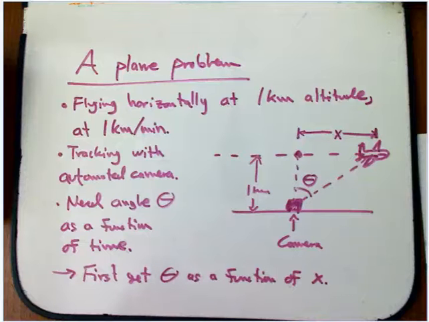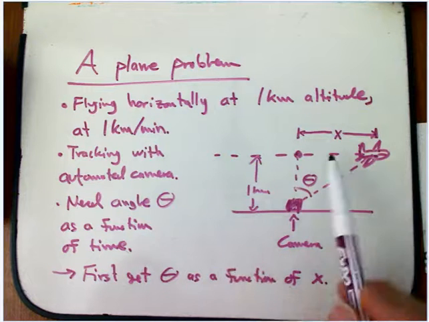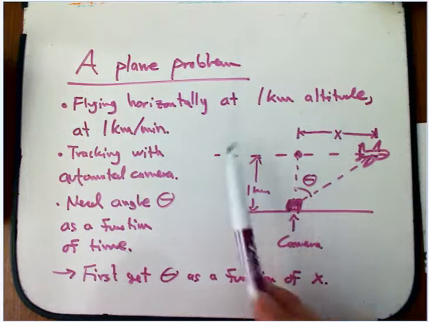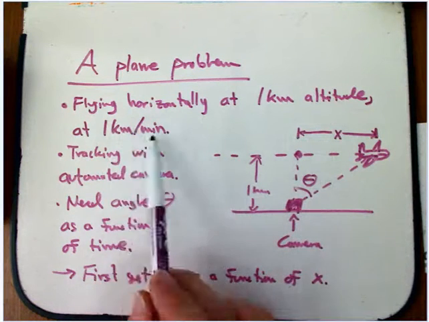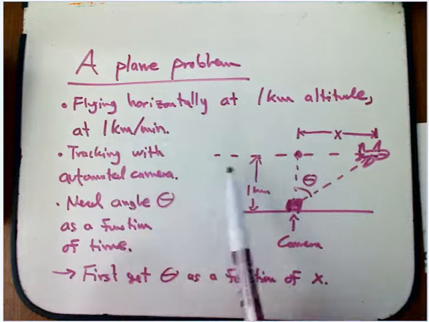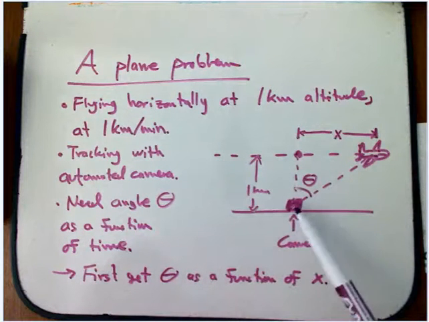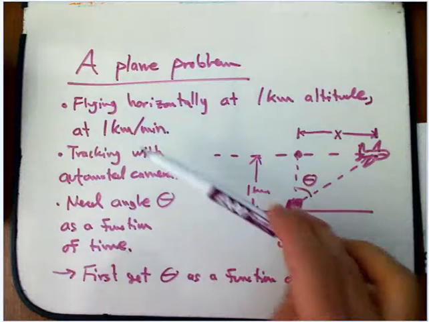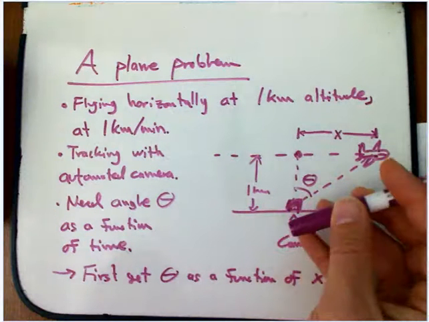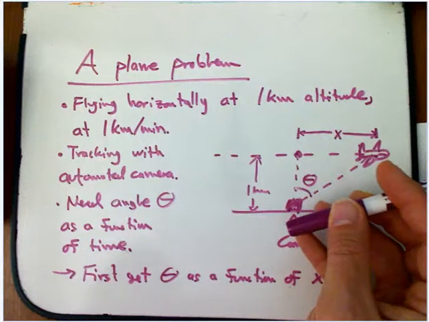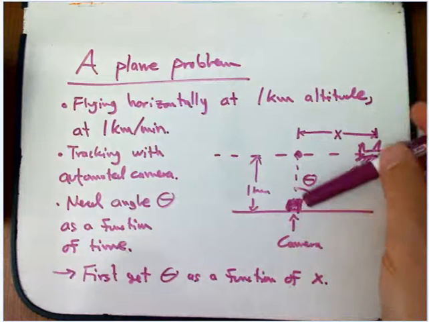So here's a problem that's going to motivate one more concept in trig, a plane problem. We've got a plane flying horizontally at 1 kilometer altitude at 1 kilometer per minute. I'm trying to make it really simple numbers to emphasize the idea. And it's flying over a camera, and this camera is supposed to automatically track the plane and take pictures of the plane. And so it's got to move, and it's got to know what angle theta to be pointing at.